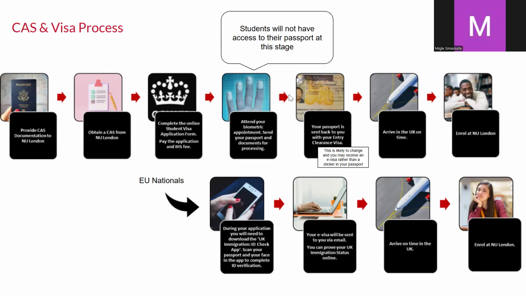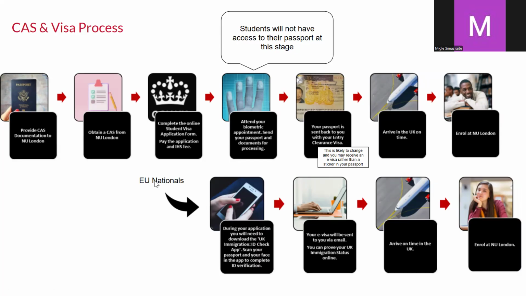Once a decision on your visa is made, your passport will be sent back to you and you may receive an entry clearance. This is likely to change and you may receive just an e-visa rather than a sticker in your passport. You then will need to arrive in the UK on time and enroll at NU London.